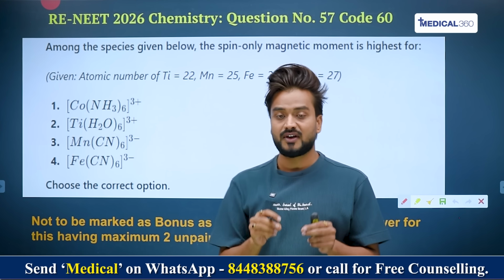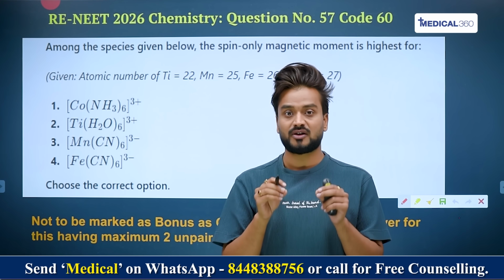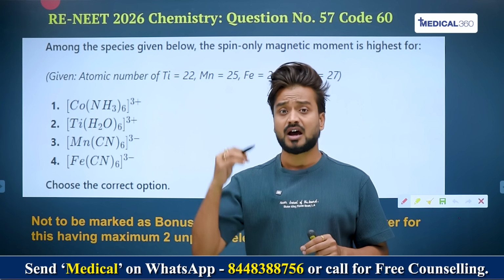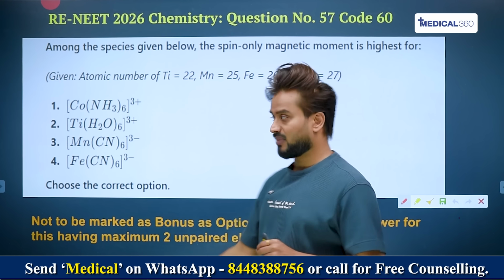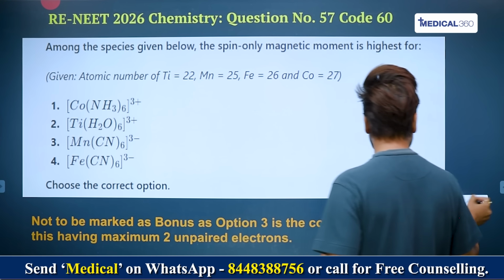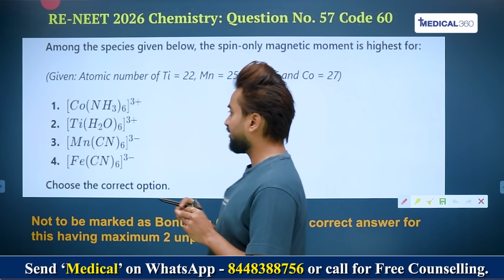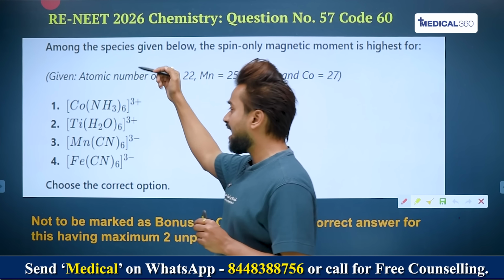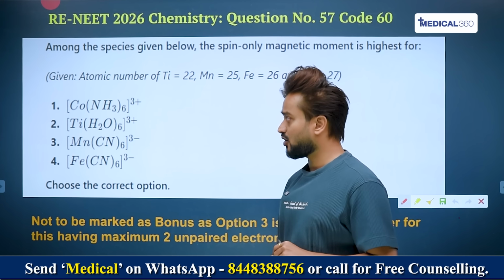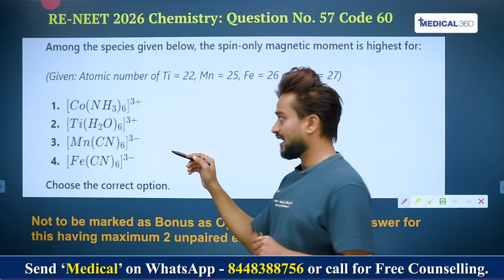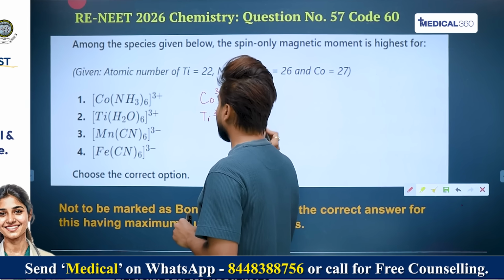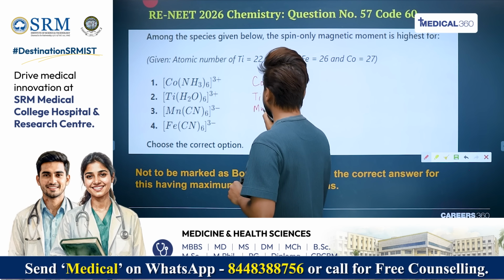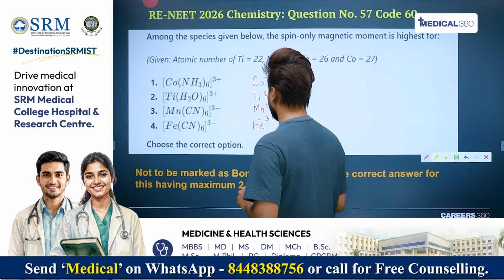So we are already aware that the spin only magnetic moment is directly proportional to the number of unpaired electrons. Higher the number of unpaired electrons, higher is the spin only magnetic moment for that coordination complex. We have 4 coordination complexes, and in order to calculate the number of unpaired electrons, we need to know their oxidation states as well as the type of ligand which is present along with them, whether a strong field ligand or weak field ligand. In this case, cobalt lies in the +3 oxidation state, titanium lies again in the +3 oxidation state, manganese lies in the +3 oxidation state, and iron also lies in the +3 oxidation state.